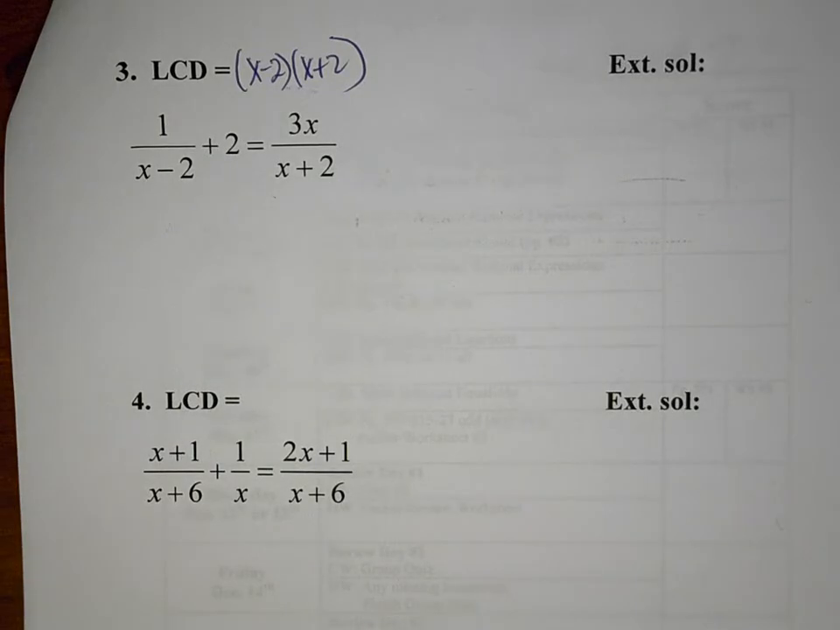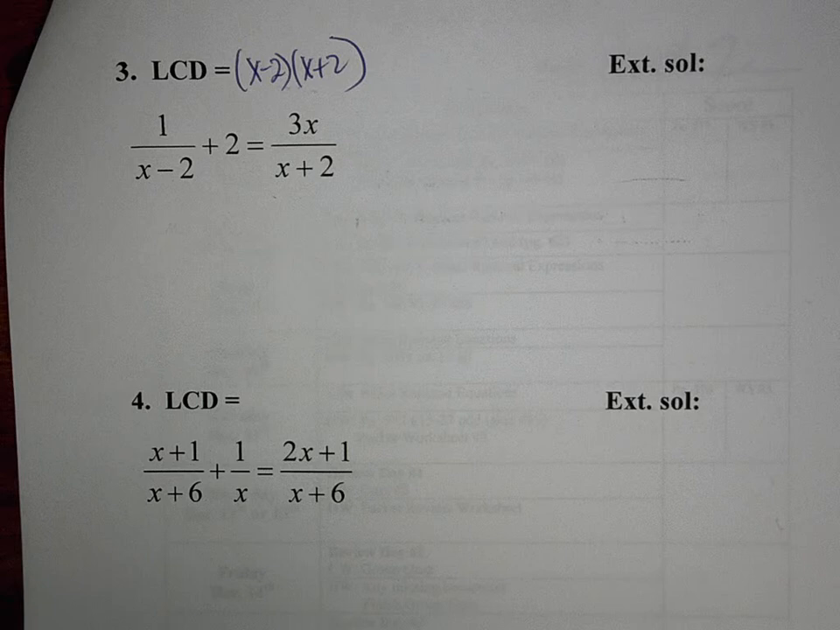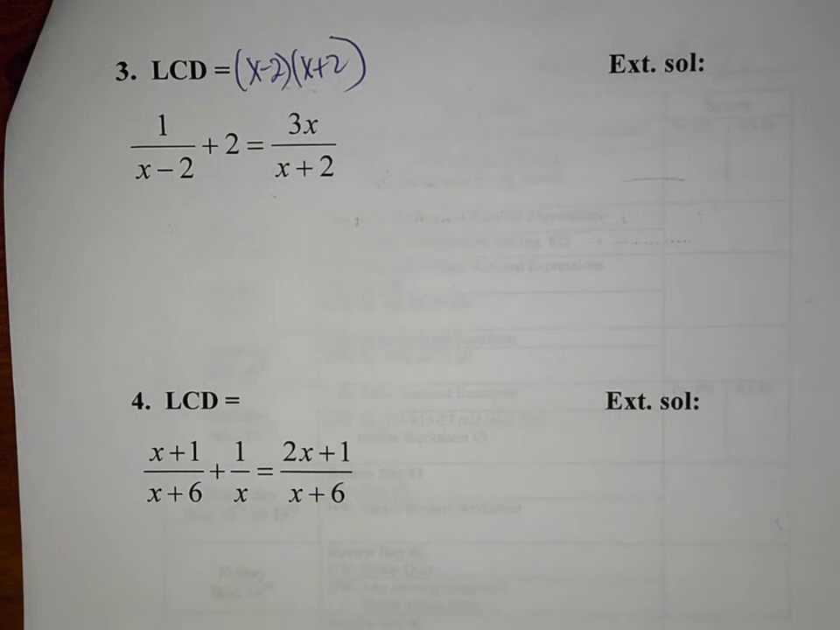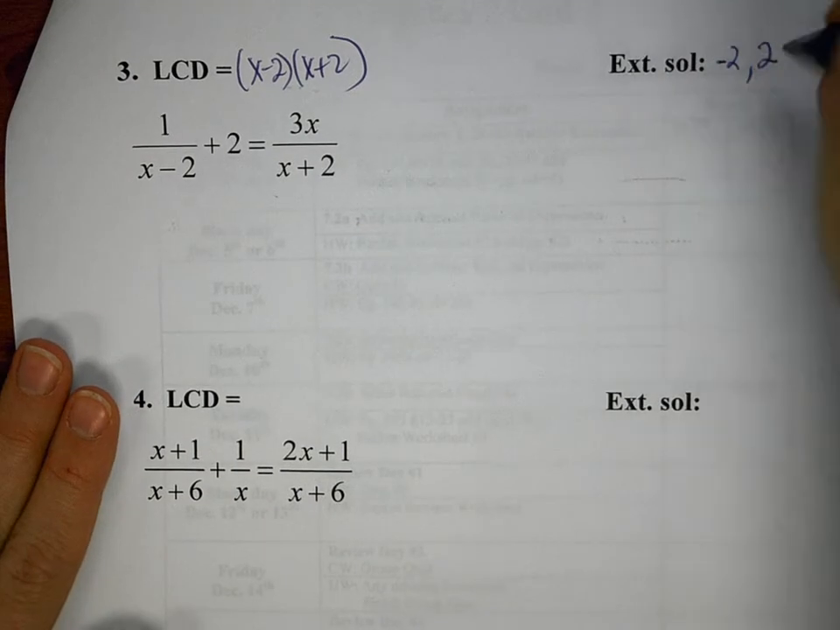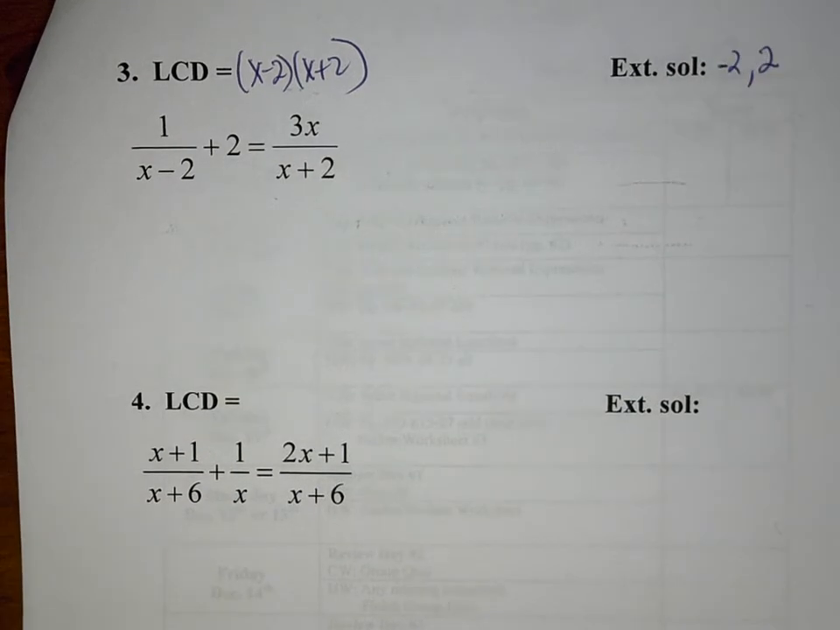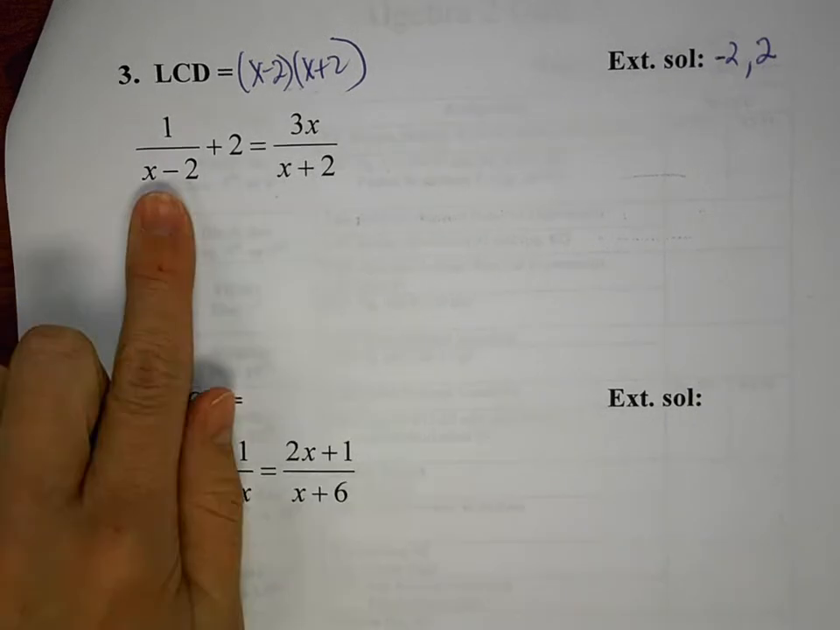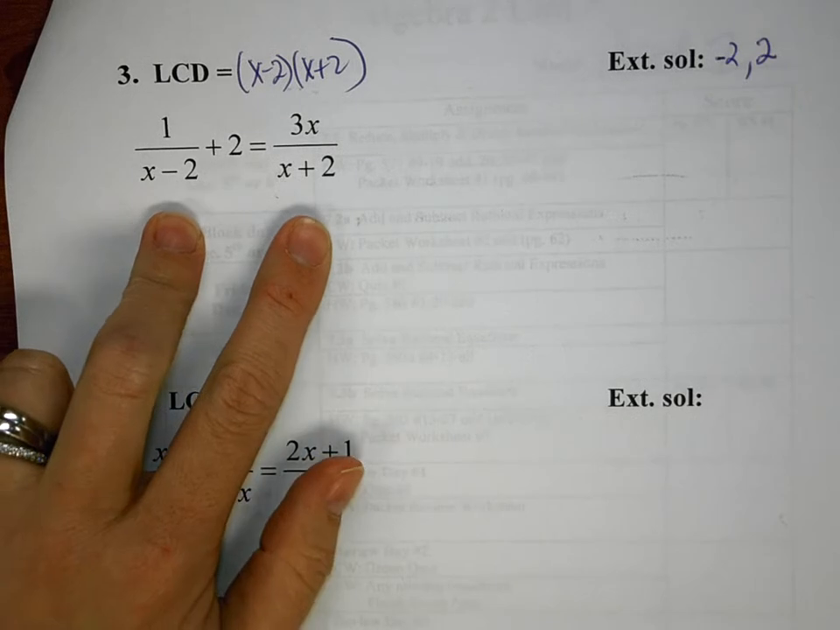My next question is, can you tell me the extraneous solutions on this problem? Melissa. Perfect. Negative 2 and positive 2 is correct. And how do I find those extraneous solutions? What do I do? Good. You set the denominators equal to 0 to find those solutions.